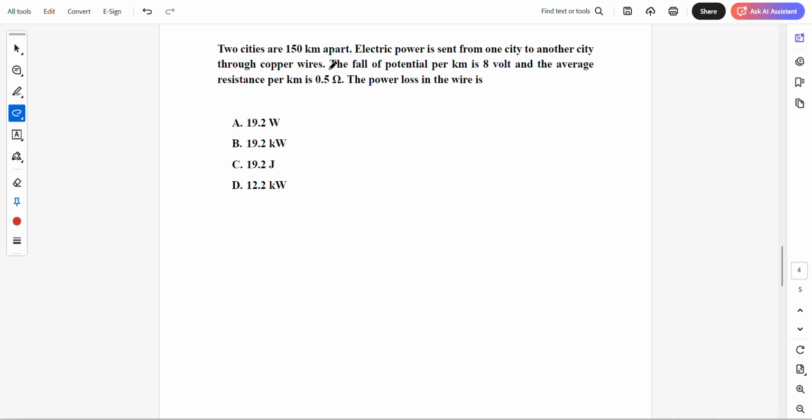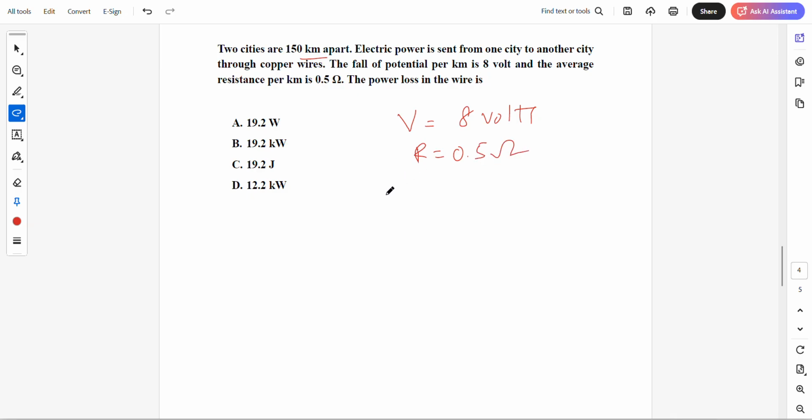Two cities are 150 km apart. Electrical power is sent from one city to another city through copper wires. The fall of potential per kilometer is given as 8 volts, and the average resistance per kilometer, how much they have given? 0.5 ohm they have given.